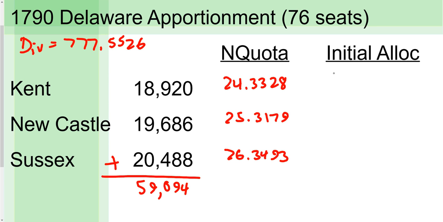With an initial allocation of 24, 25, 26, and when you add this up, you get 75. That means we've got one left to give. So we've got one left to give. Who's going to get it? Well, let's see. If this were Hamilton's method, under Hamilton's method, that's going to go to Sussex. I'm going to put an H.